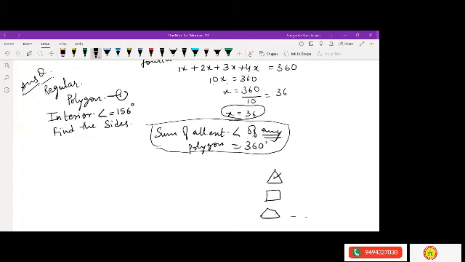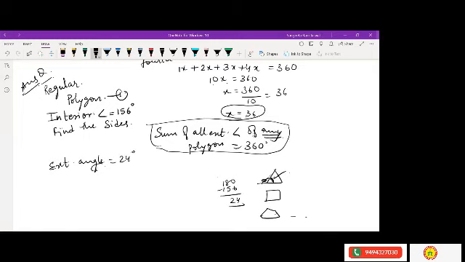Say, I'm just assuming the polygon to be this. If 156 is the interior angle of this polygon, then what is the exterior angle? That means 180 minus 156 will be the exterior angle. So how much is it? 180 minus 156 is 24. So our exterior angle is 24 degrees, right?